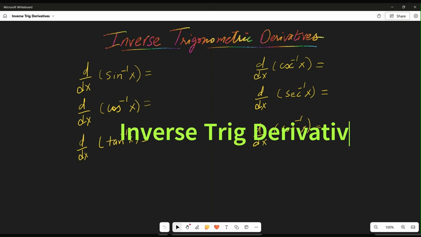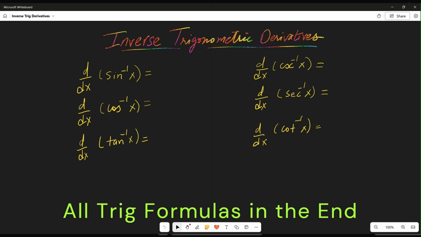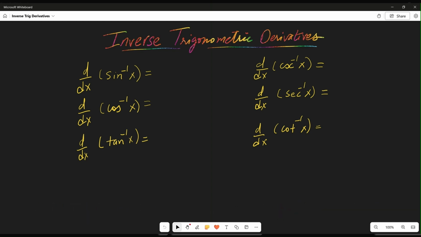Quick recap of inverse trigonometric derivatives, and at the end of the video I'll also make a list of all the derivatives together, so during exams you can just take a quick peek, take a screenshot, or print it for yourself. Let's see the best way to memorize these inverse trig derivatives real quick.